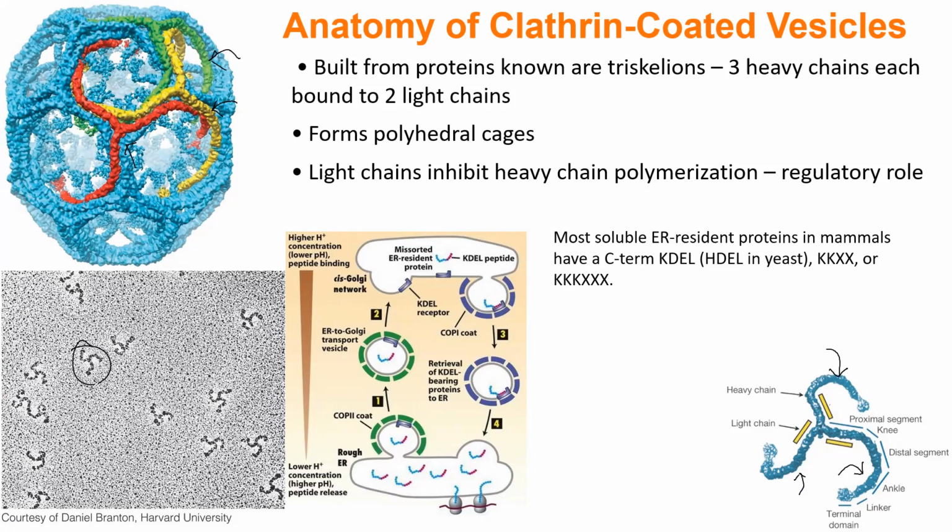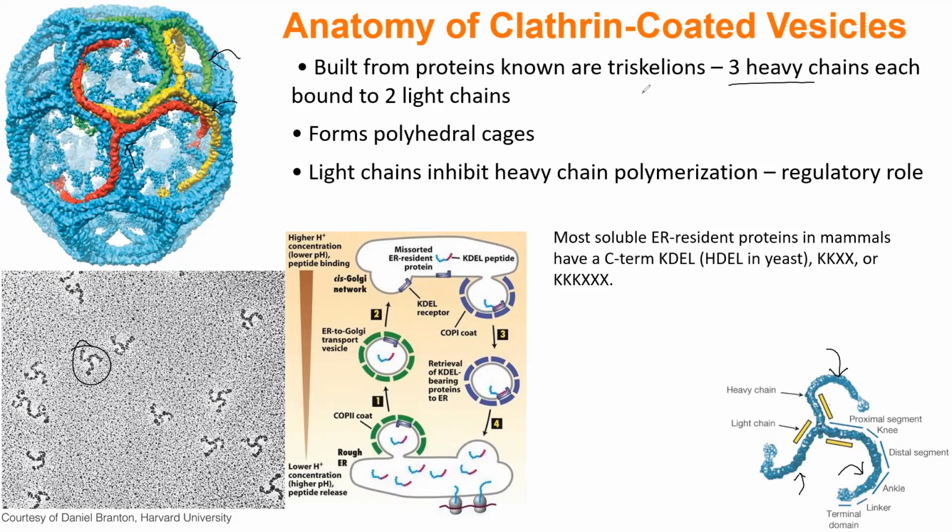What we can't see, because they're too small, is that these proteins also come with light chains. So it's not really shown well here, but each heavy chain has 2 light chains. And that's what I've written up at the top: 3 heavy chains, each bound to 2 light chains. And these light chains are a regulatory protein.